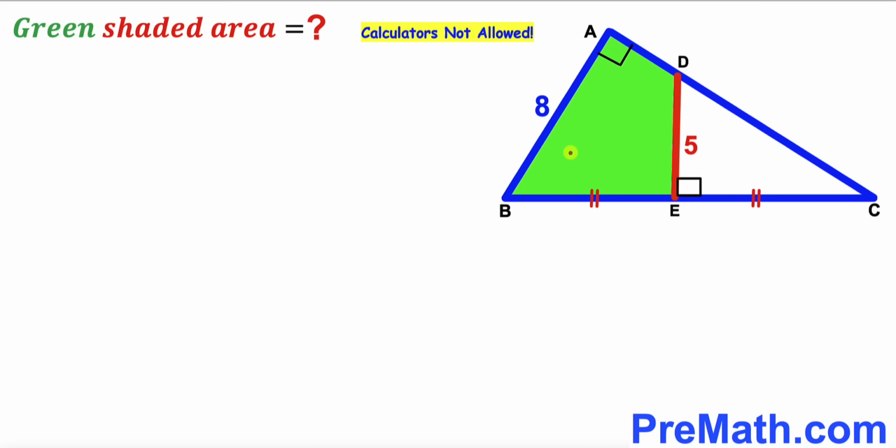Now our task is to calculate the area of this green shaded quadrilateral ABED. And please bear in mind that we are not supposed to be using calculators of any kind.